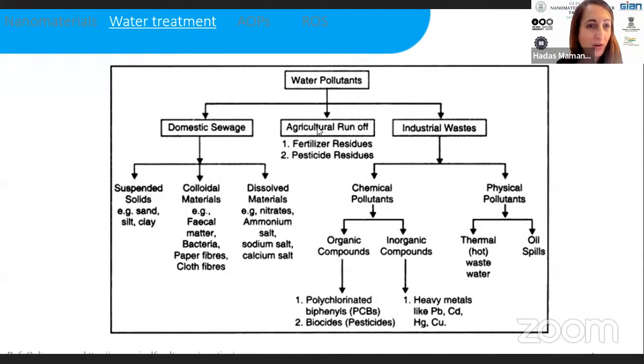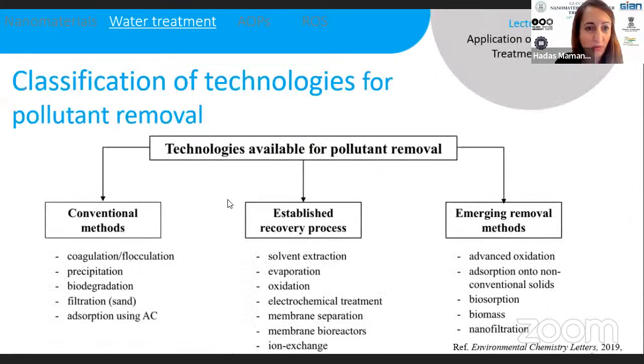We also have agriculture runoff. And usually agriculture runoff has fertilizer and pesticide residues. And then we also have domestic sewage, which has suspended solids, different types of colloidal materials that include fecal matter, bacteria, fibers, and dissolved materials such as nitrate, ammonia, and different types of salts. So we can have all these types of contaminants in the water.